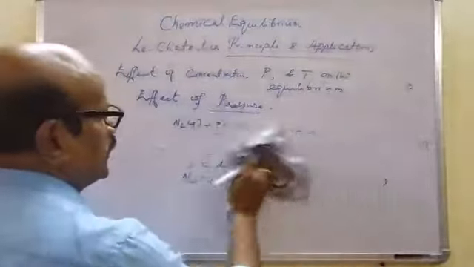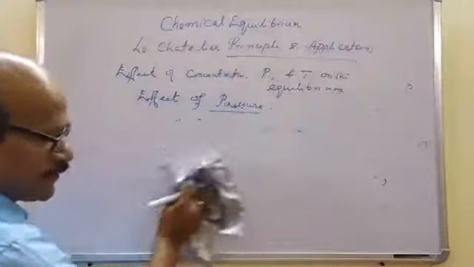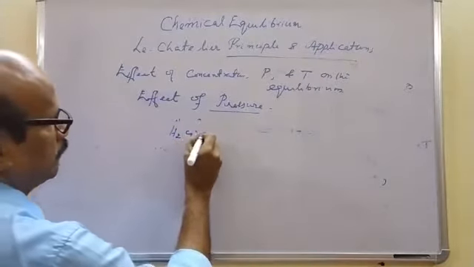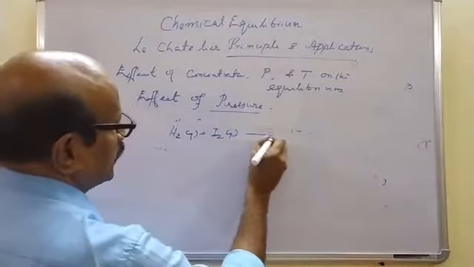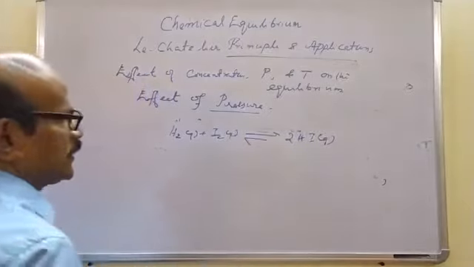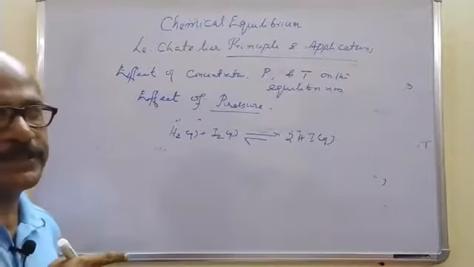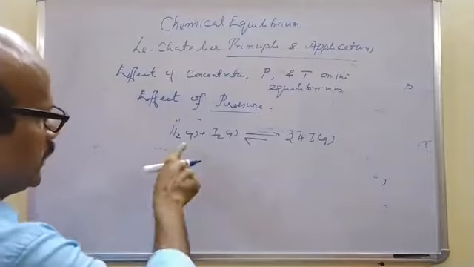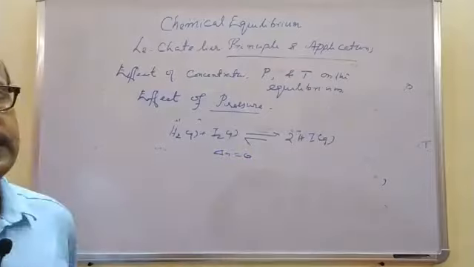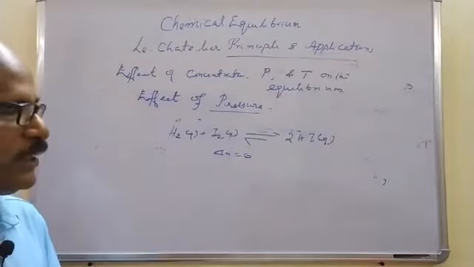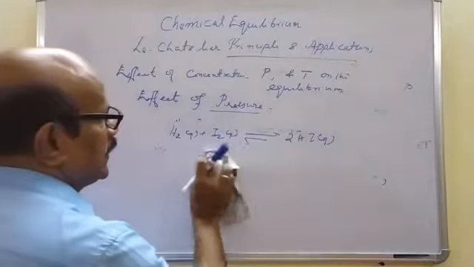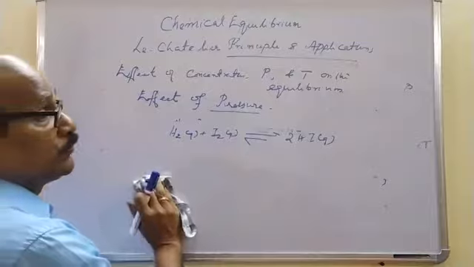But if there is no change in number of moles during a reaction, in such cases pressure has no influence. For example, H2 gas plus I2 gas reversibly giving 2HI gas. In this reversible reaction, pressure has no influence because this reaction is accompanied by delta n equal to 0. The number of moles of the gaseous reactant and the gaseous product is the same, 2. Since there is no change in number of moles and no pressure change, pressure has no influence on such an equilibrium.